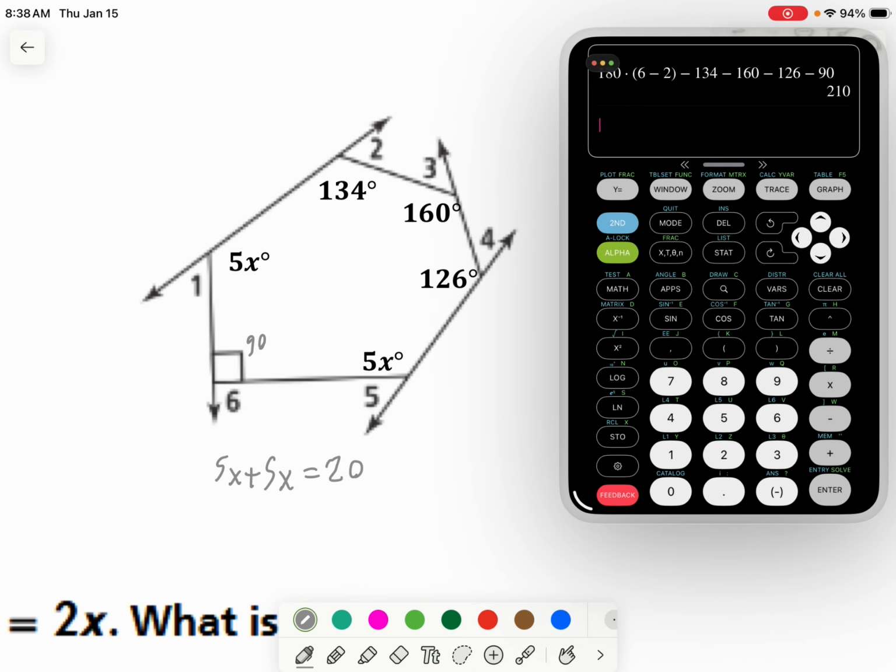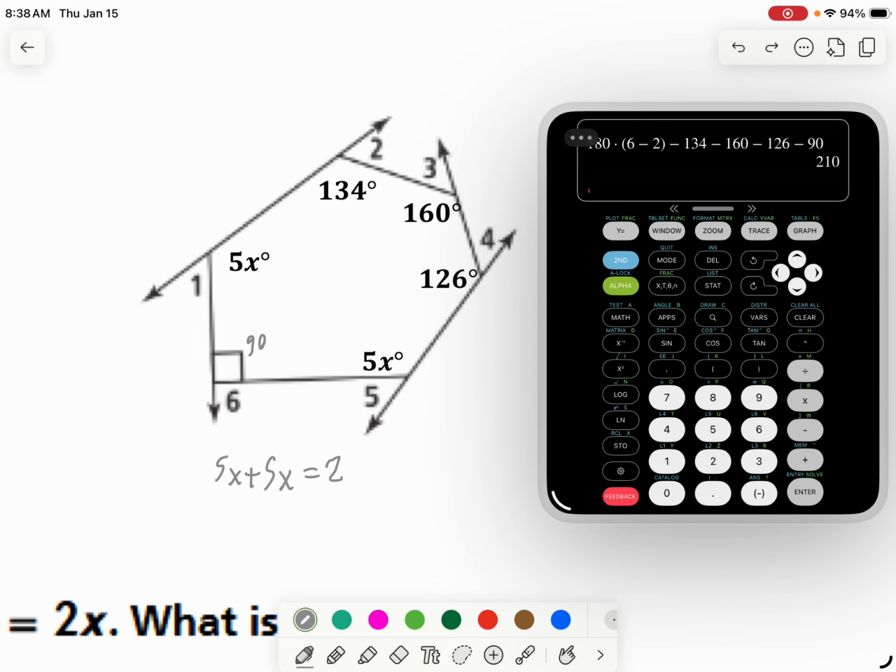Maybe make it a little smaller, and is there a way to bring it down? All right, there we go. 210. So adding these together, we know that 10x is equal to 210, or x is equal to 21 degrees. Since x is 21 degrees, 5 times 21 gives us the measure of those angles. 105. 105 degrees. All right.